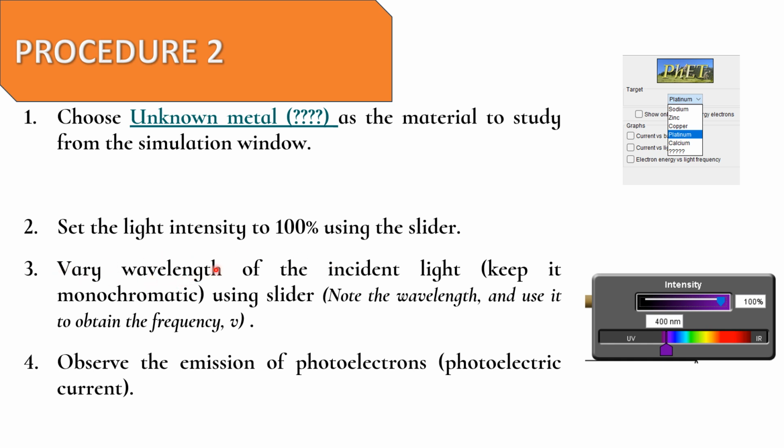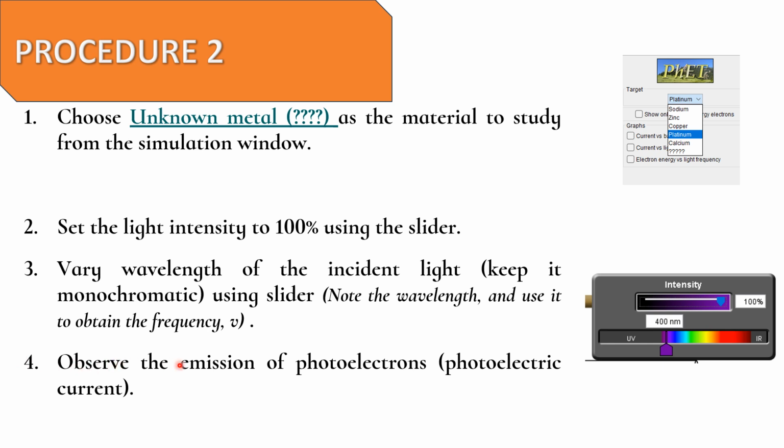Then vary the wavelength of the incident light. Keep it monochromatic. Just let the light be monochromatic, not any of these colored lights. Let it be monochrome. Then using the slider, note the wavelengths and use them to obtain the frequency. After you have put the slider in any of these monochromatic zones, you can go ahead and read the value of the wavelength here. Having gotten the value of the wavelength, use it to calculate the frequency and keep it aside.